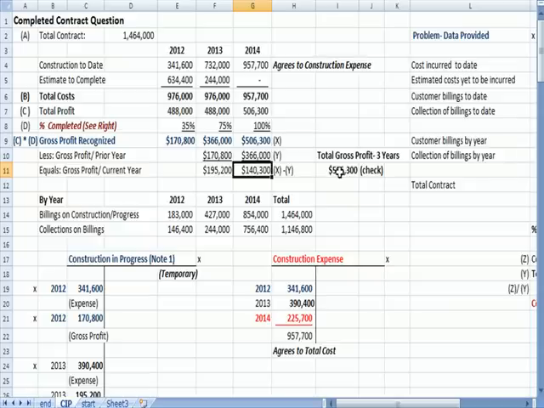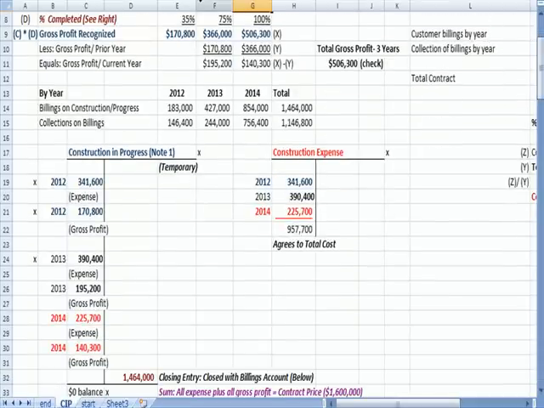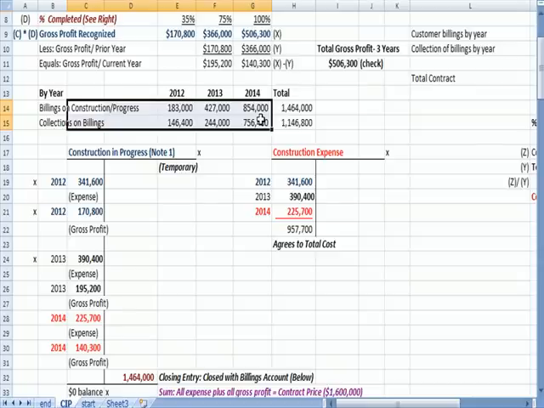$140,300. And I always run a check here. I add the 3 years gross profit and I come up with $506,300, which is the total profit that I got here. So I know I've done it correctly. I put the billings by year here and I put the collections on billings there at the top also. I'm going to come back to the T accounts in a minute.